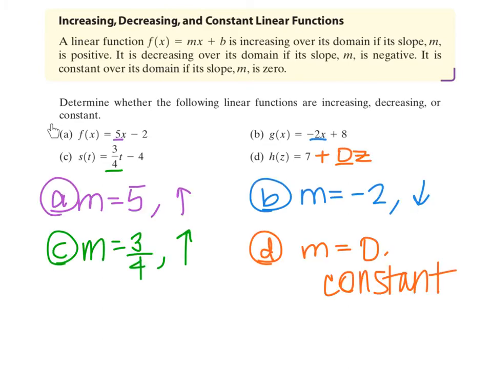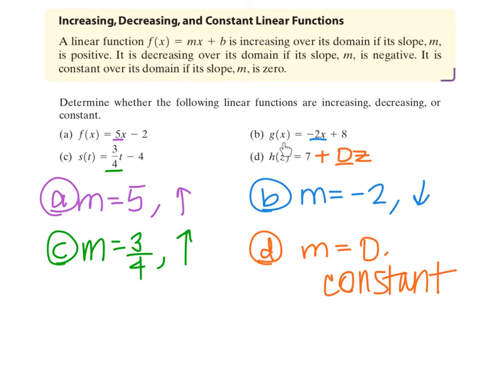So each of these functions is in mx plus b format, which makes it wicked easy to find our slope, or our m value. So we look for whatever our input is. So if I have f of x, that means that x is my input or my independent variable, and whatever number is right in front of it is my slope. So in A, my variable is x, number in front is 5, so that means my slope is 5. It's positive, therefore it's increasing.